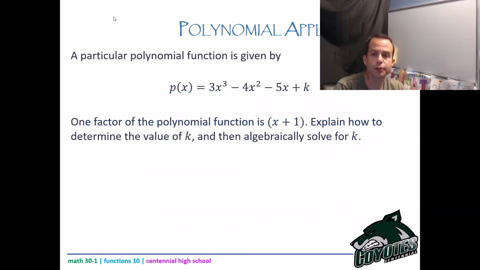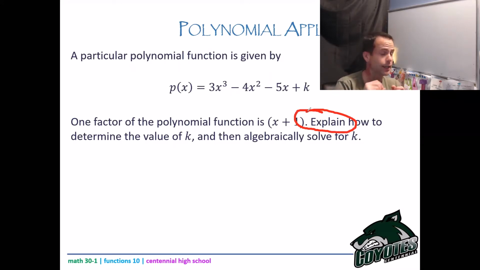Okay, a particular polynomial function is given by p of x equals 3x cubed minus 4x squared minus 5x plus k. One factor of the polynomial function is x plus 1. Explain how to determine the value of k. Now, I know we've talked about this in class, but this word explain is super, super important. Explain means give me words, okay? You need to write like paragraph form, communicate your knowledge, okay? Then algebraically solve for k, okay? You can't just algebraically solve for k and say that that's your explanation, okay?